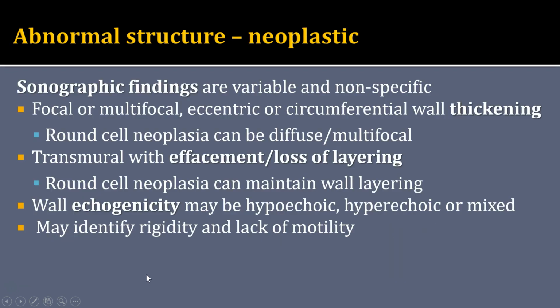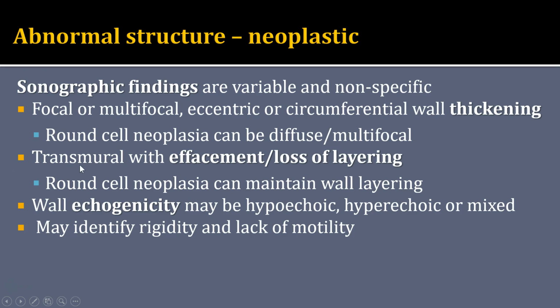So that brings us into neoplastic etiologies. And the sonographic findings of neoplastic masses can be very similar to the granulomatous lesions. We can have focal or multifocal lesions depending on the type of tumor. They can be eccentric or circumferential thickening of the wall. What I do want to say is that round cell cancer, so like lymphoma or mast cell neoplasia, can be more diffuse and multifocal.